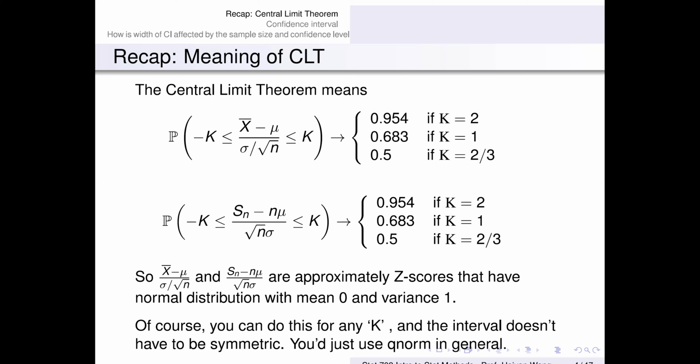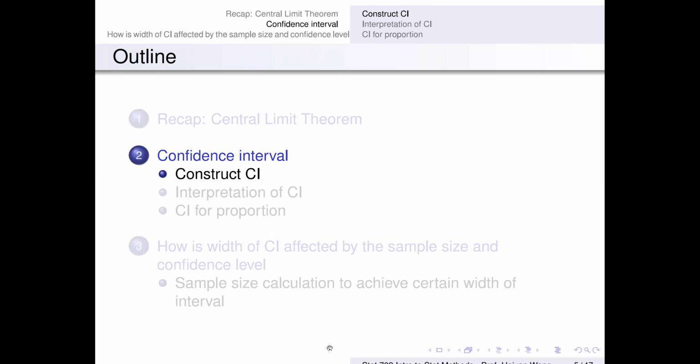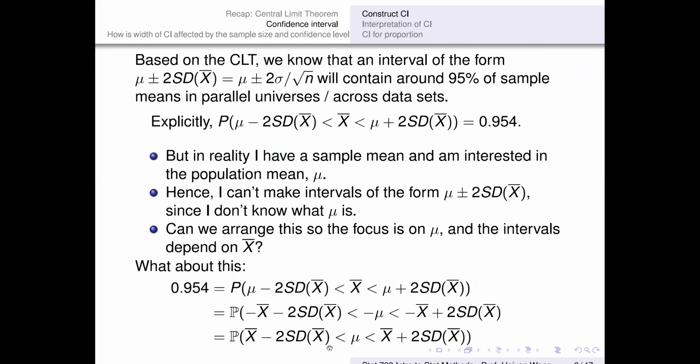So if we use this negative k and positive k here, we basically get a bound for this ratio to be within a certain probability, and then from there we can get the interval about the mu. So that's basically the idea. The idea is to use the central limit theorem. If we use the mean plus or minus 2 standard deviations of this X bar, we will have about 95.4% of the sample means in there.